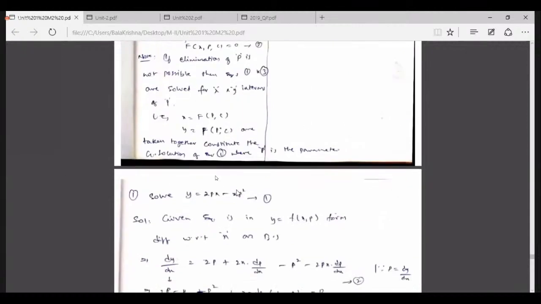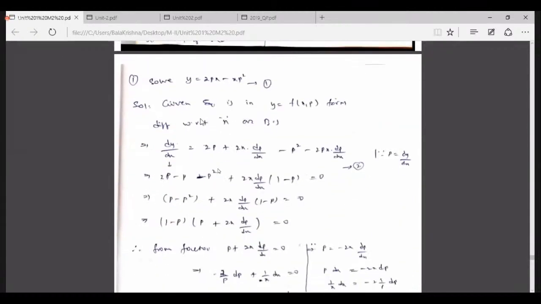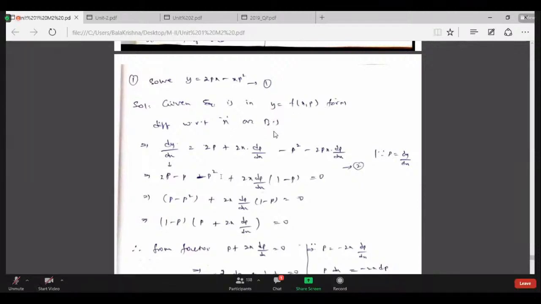So just see one example here. y is equal to 2px minus xp square. p indicates dy by dx, that is a first order equation of degree 2, so you should solve in this second case. Clearly, the given equation is in the form of y is equal to a function of x and p. Therefore, differentiate with respect to x.